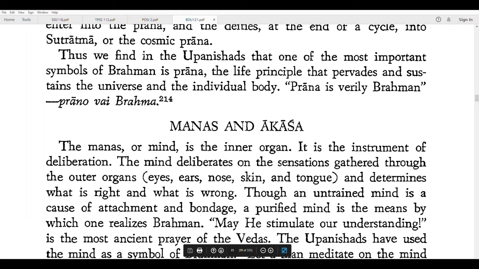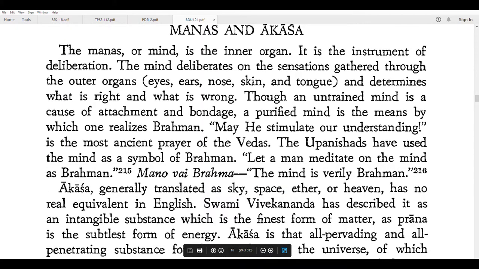The Manas or mind is the inner organ. It is the instrument of deliberation. The mind deliberates on the sensations gathered through the outer organs, eyes, ears, nose, skin, and tongue, and determines what is right and what is wrong. Though an untrained mind is a cause of attachment and bondage, a purified mind is the means by which one realizes Brahma. May he stimulate our understanding is the most ancient prayer of the Vedas.